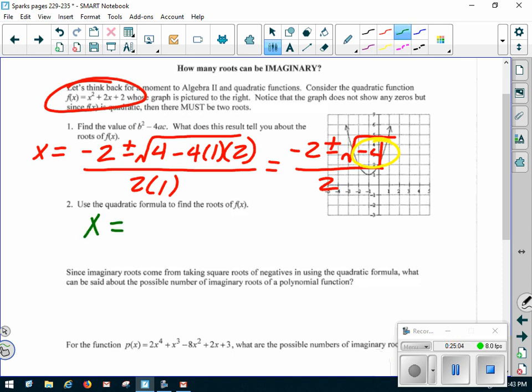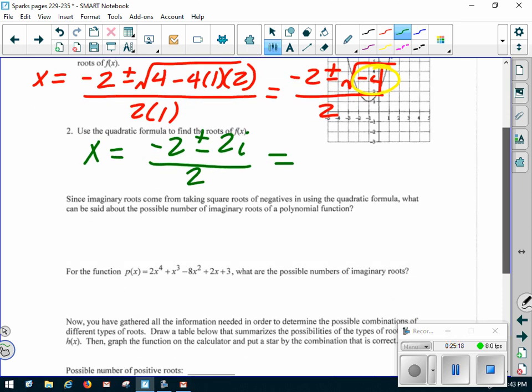Let's go ahead and finish it. We'll finish it on number 2. What are your answers to this thing? Negative 2 plus or minus 2i. Simplify. Factor a 2 out of the numerator. It'll factor out with that 2 in the denominator. There you go. Do I need to show you where that came from? Okay. 2 times negative 1 plus or minus i over 2.